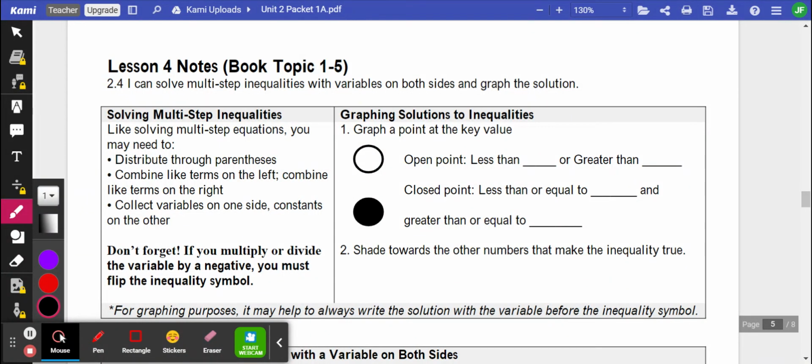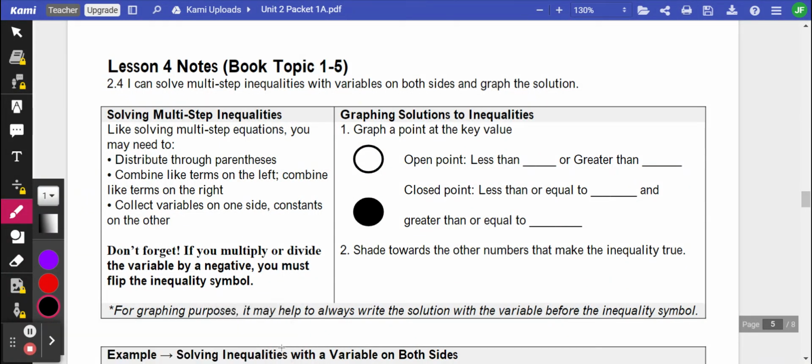Okay, here are the last problems for solving multi-step inequalities with variables on both sides. And then we will move on to compound inequalities in the last lesson. So just some refreshers: distribute through the parentheses, combine like terms on both sides, then label your letters and numbers so that you know which side you want your variables on and which side you want your numbers on.